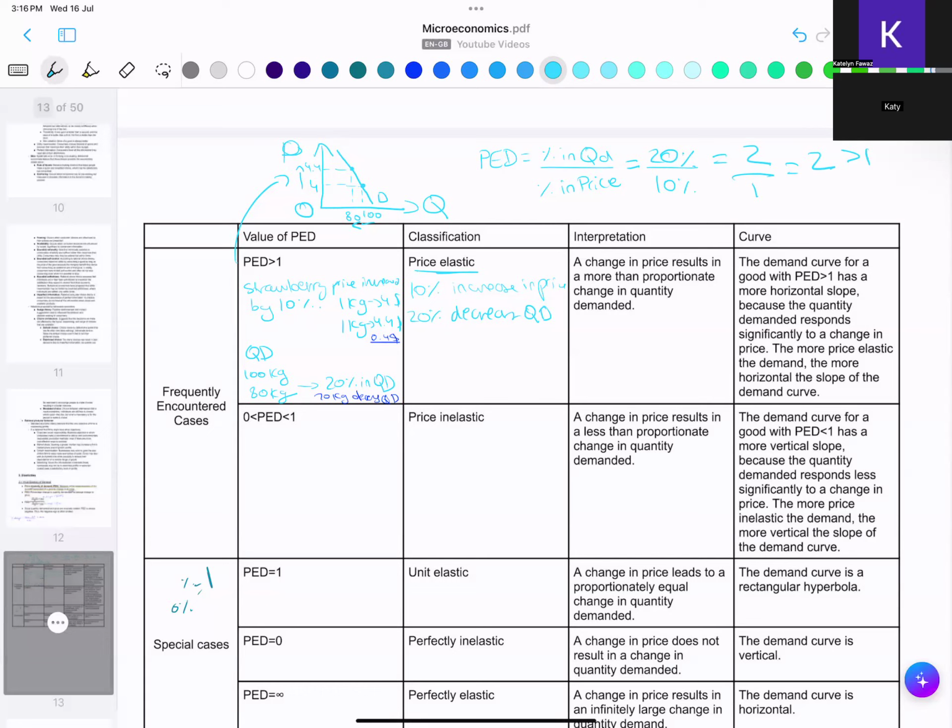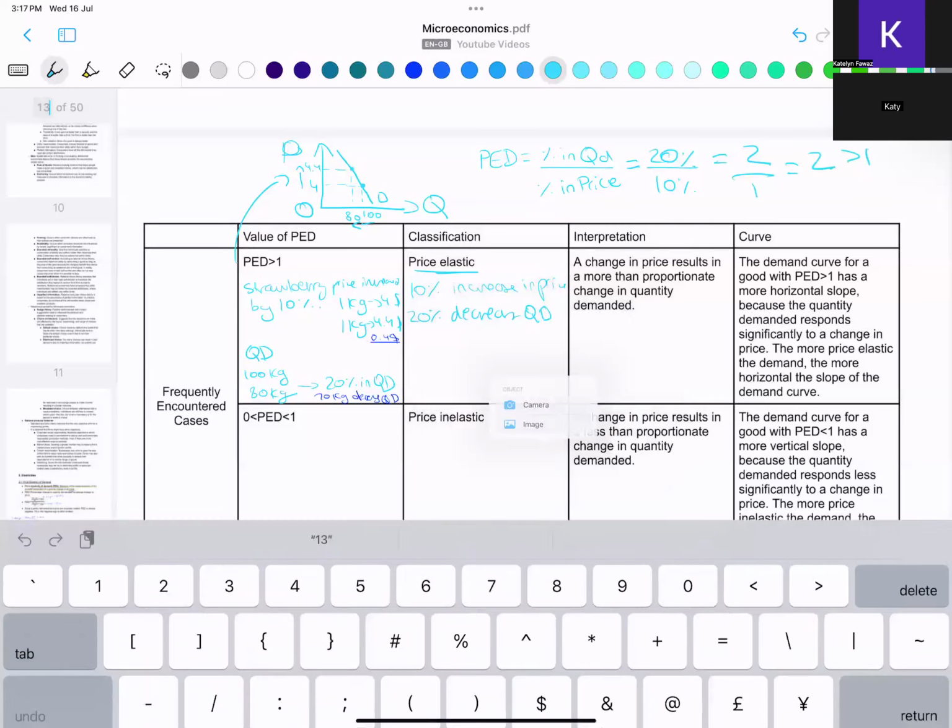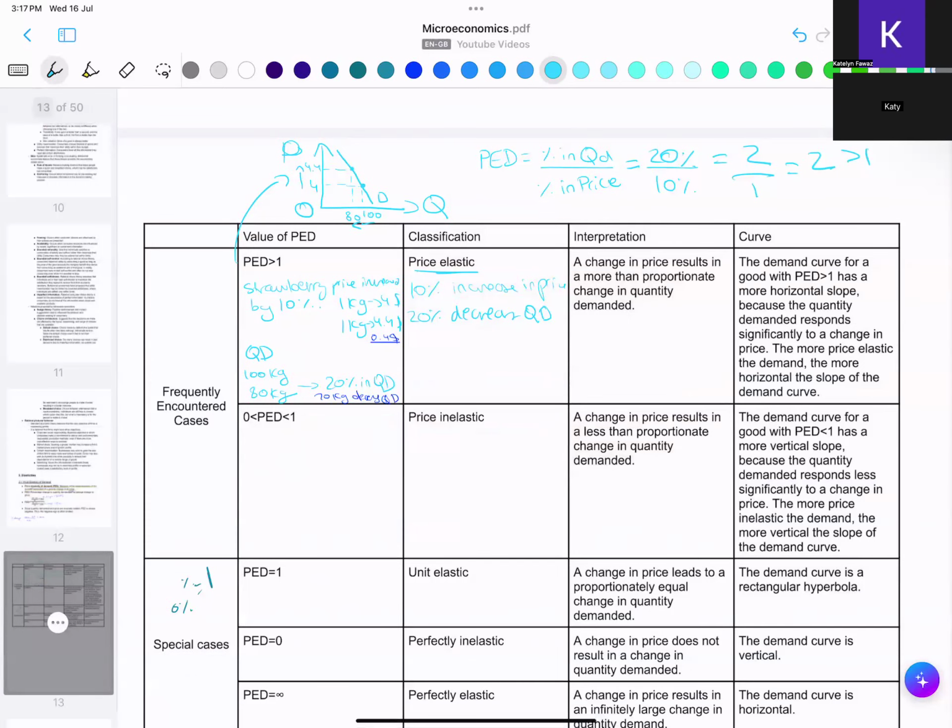Now you have the second most frequent case, or they're both frequent, just one's price elastic and one's price inelastic. So price inelastic is when a change in price results in a less proportionate change in quantity demanded.